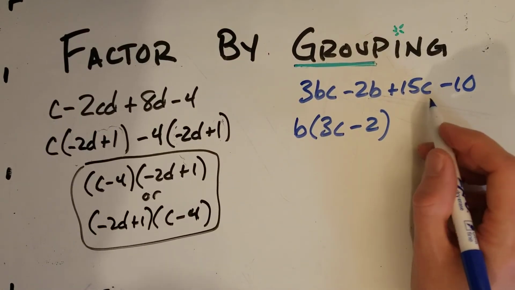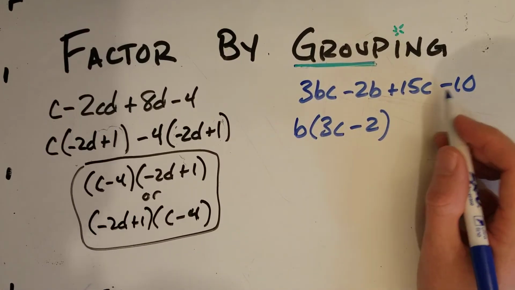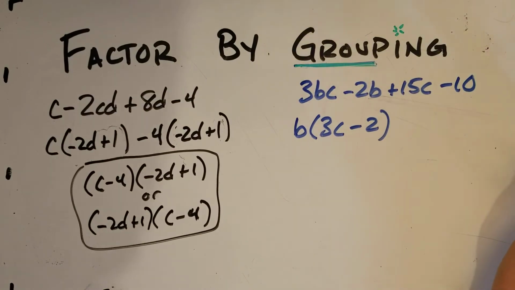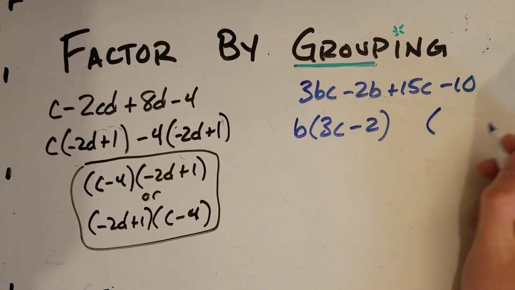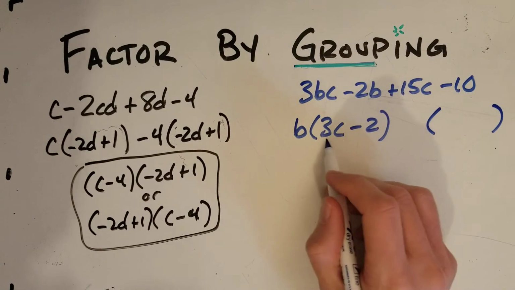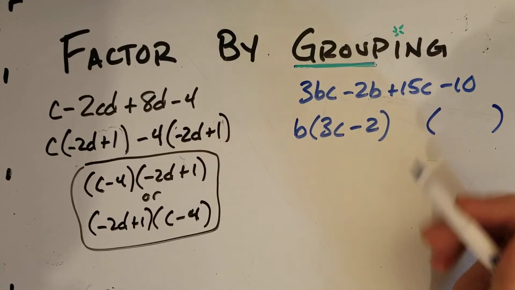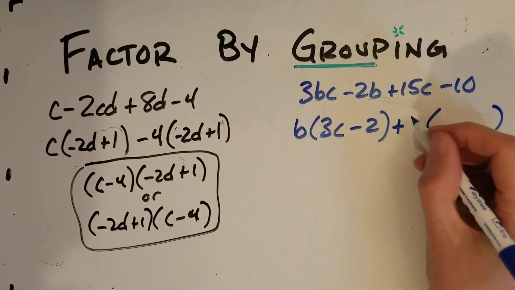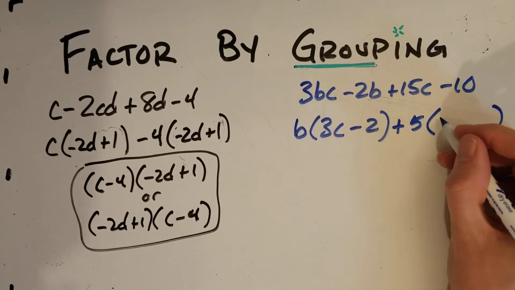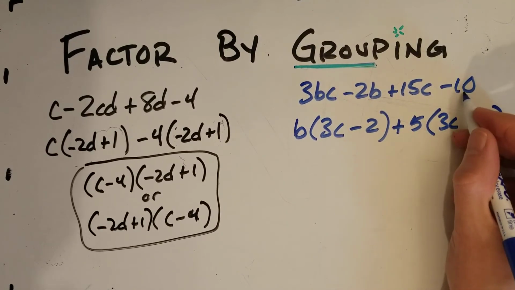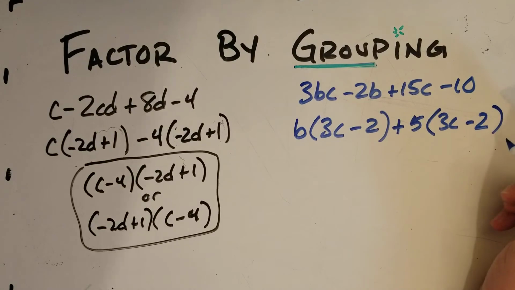Your next 2 terms, is there anything in common? Well, the only thing I see in common is a factor of 5. And now we're going to set it up. We're going to try to set it up so we have 3c minus 2 when we factor out a 5. And to do that, we need to take out a positive 5. That'll get you to the 3c. And taking out a positive 5 here would mean you have a minus 2 left.